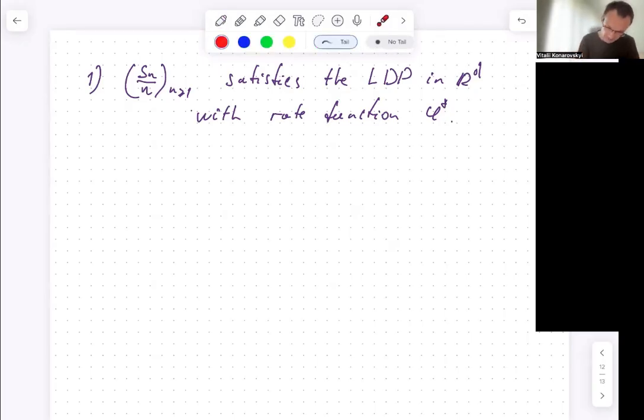As I said, we already proved that the empirical sum, or empirical mean, I'm sorry, satisfies the large deviation principle in Rd. It is Cramér's theorem.